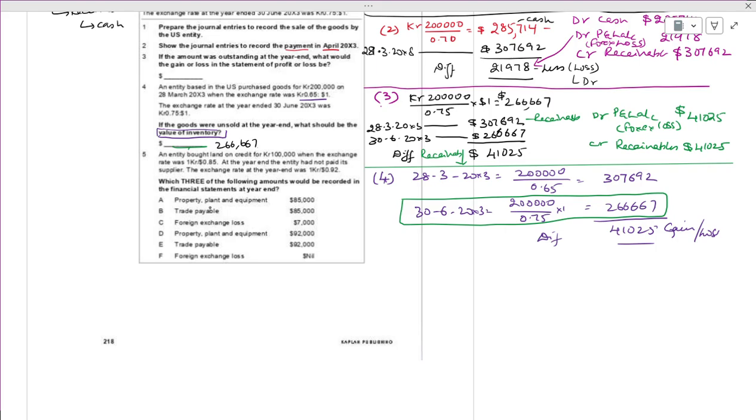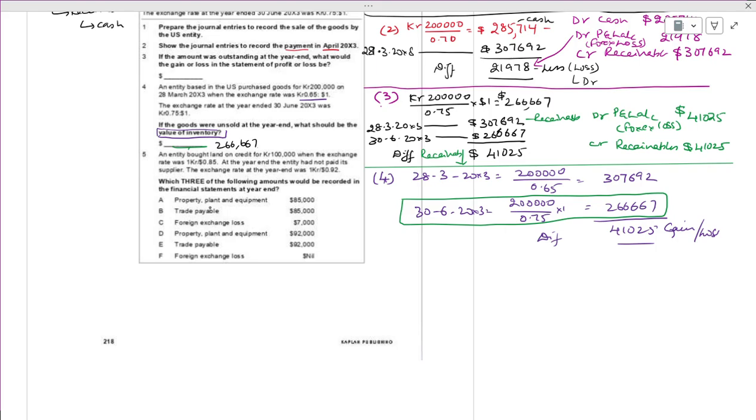An entity bought land on credit for 100 when the exchange rate was 0.85. At the year end, the land is a non-monetary asset. If they revalue, then we have to take it. If there is no revaluation, we should not take it. At the year end, the entity has not paid the supplier.